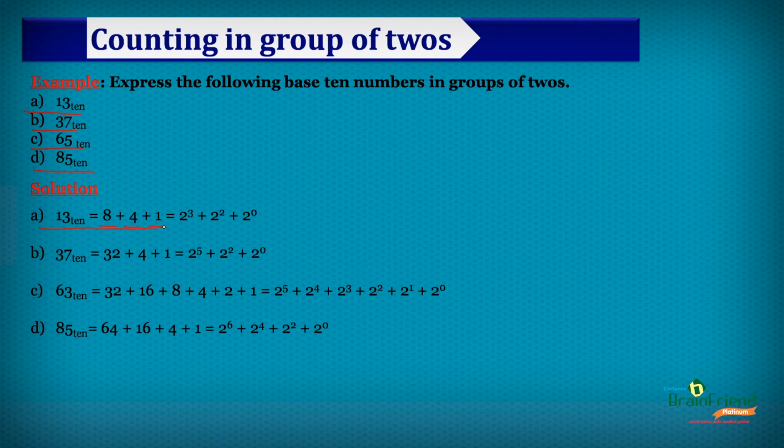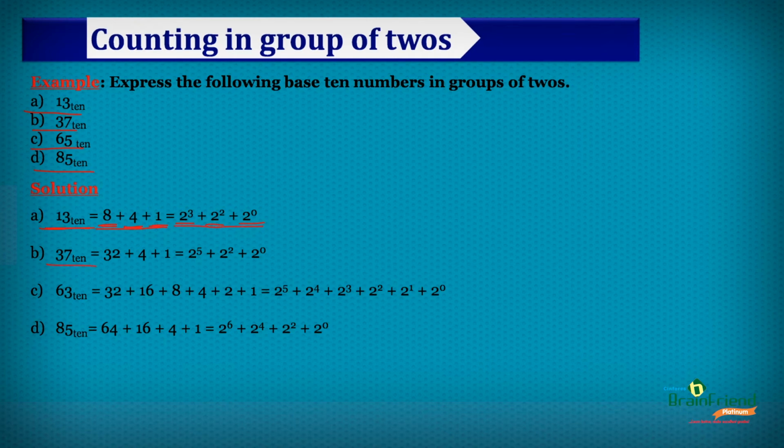Now, 8 can as well be written as 2 raised to power 3. 4 can be written as 2 raised to power 2. And 1 can be written as 2 raised to power 0. So we have expressed this number 13 in groups of 2s.